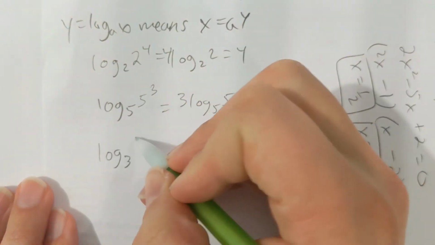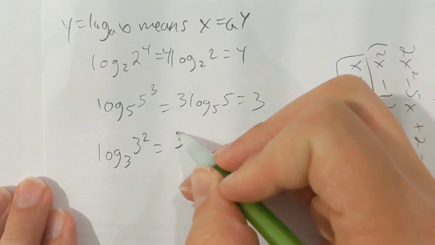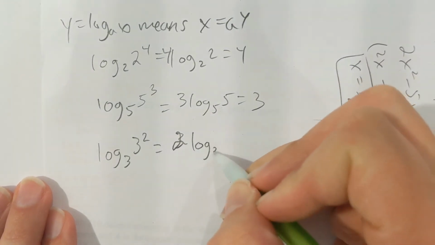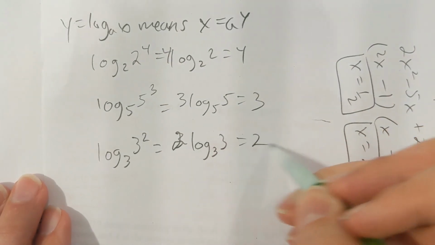9 is the same as 3 squared, right? So the power of 2 can come in front of the logarithm there. Log base 3 of 3 is 1, so 2 times 1 is 2.